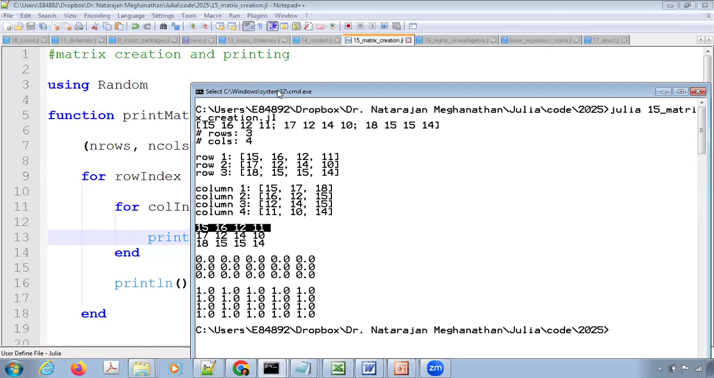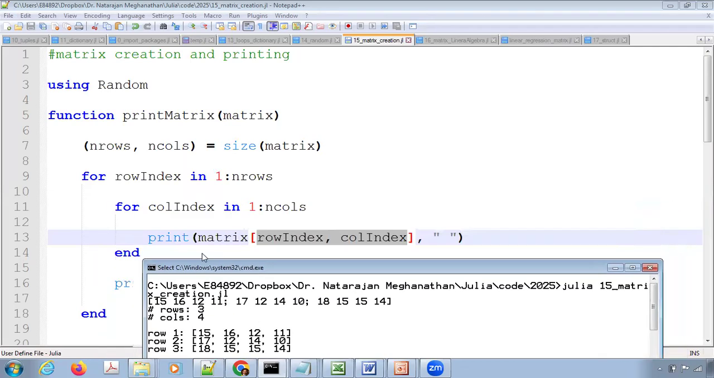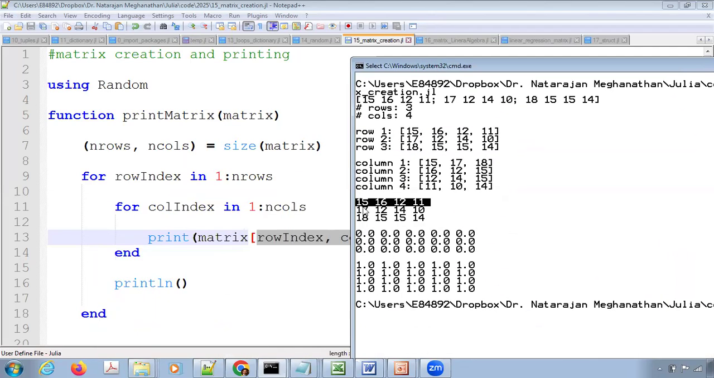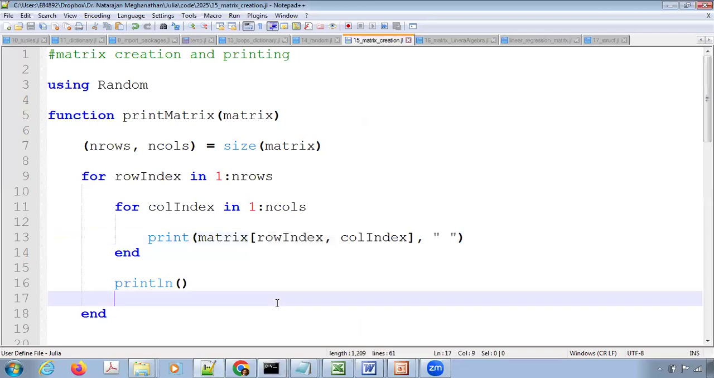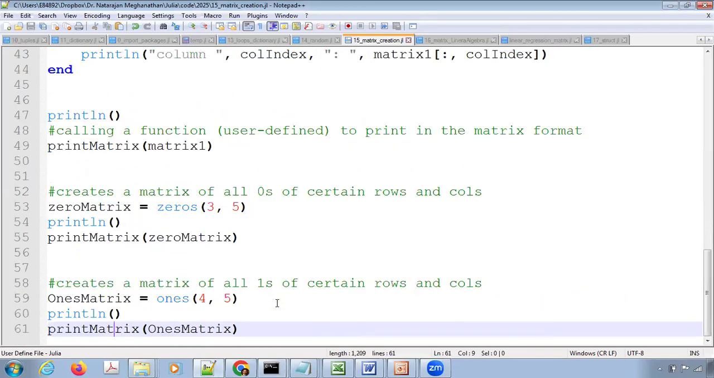Then you print a new line after you come out of the inner for loop that prints the first row. The control goes to the new line, and then goes over the second row. So row index is 2, and it prints all the elements in that row, 17, 12, 14, 10. Then again it prints a new line, then goes to the third row and prints all the elements in that row, 18, 15, 15, 14. Okay, that's how this print matrix function prints the matrix.